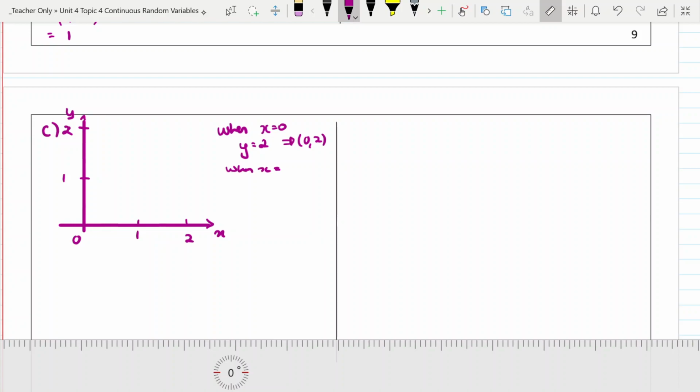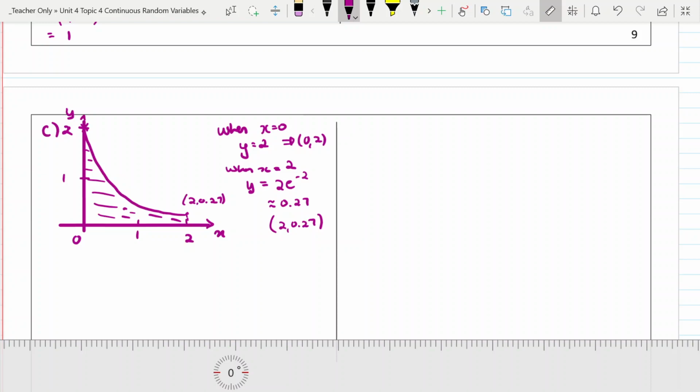And when x equals 2, y is equal to 2e to the negative 2, which is approximately equal to 0.27. So we're going to have a point there of 2 and 0.27. That gives us an idea of what this graph looks like. We've got that point there, and we know it's an exponential decay, so we've got something that looks like that. That's our point there of 2 and 0.27, and this is our area under the curve.